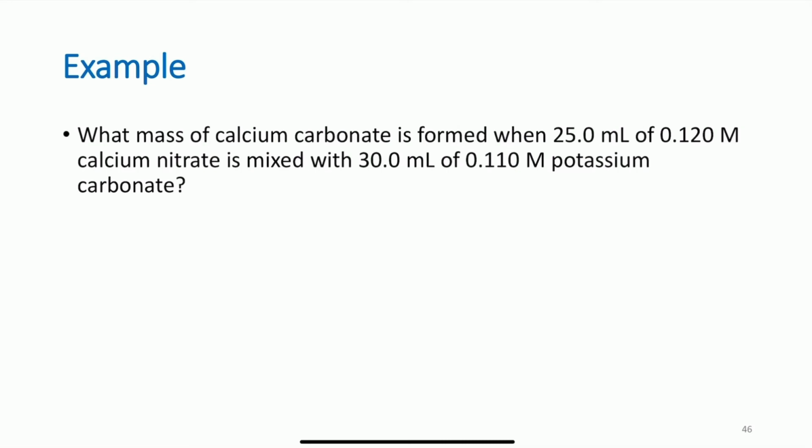So what mass of calcium carbonate is formed if we mix 25 milliliters of a 0.12 molar calcium nitrate solution with 30 mL of a 0.1 molar potassium carbonate solution? Let's write a reaction. We're mixing calcium nitrate, CaNO3, which is soluble, with potassium carbonate, K2CO3, which is also soluble. Swap ionic partners here.